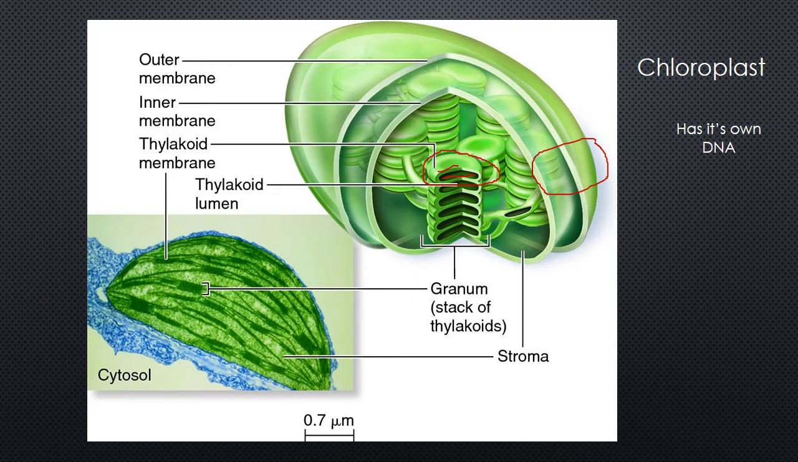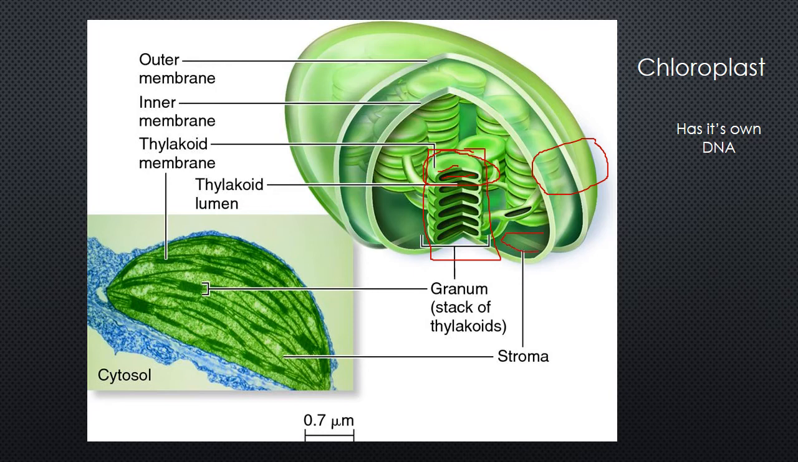And when we stack up these thylakoids together, we call that a granum. And as you can see, there are multiple grana throughout the chloroplast. The other part of the chloroplast that we want to mention is the stroma.